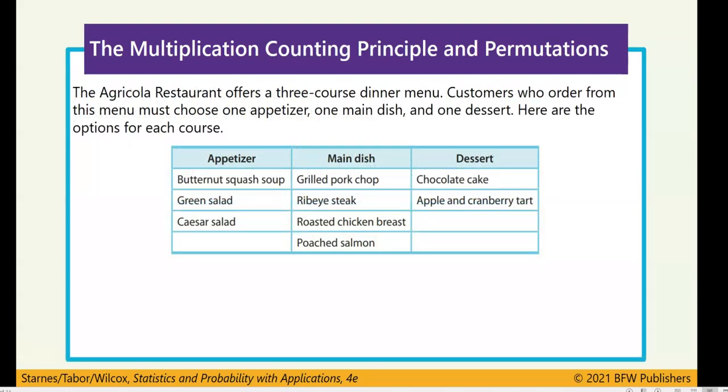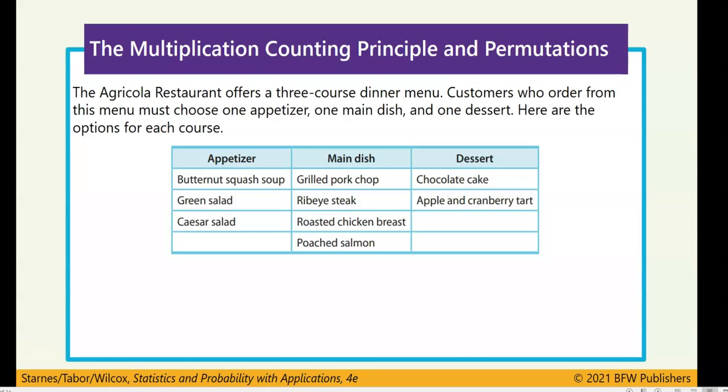This restaurant offers a three-course dinner menu. Customers who order this menu must choose one appetizer, one main dish, and one dessert. Here are the options for each course. You have a bunch of options, but you're going to get one of each, right? You've got three appetizers to choose from, then four main dishes, then two desserts. So what do I do with those three numbers? That's really the gist of this.